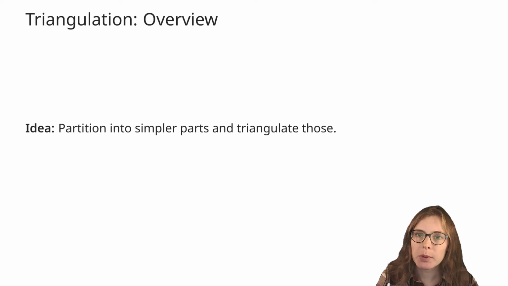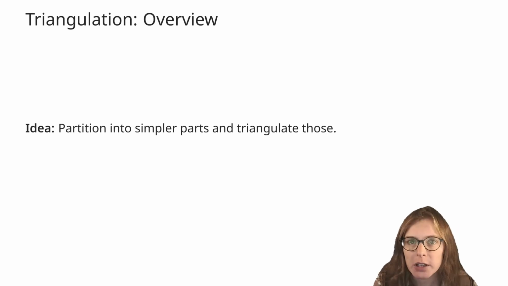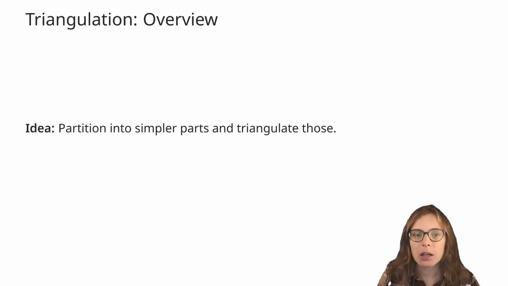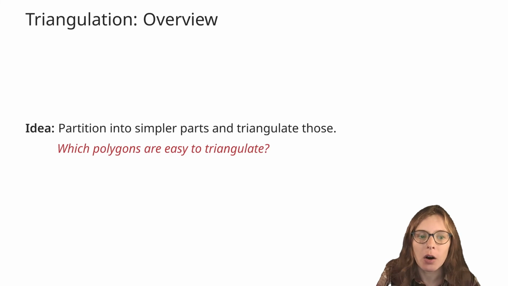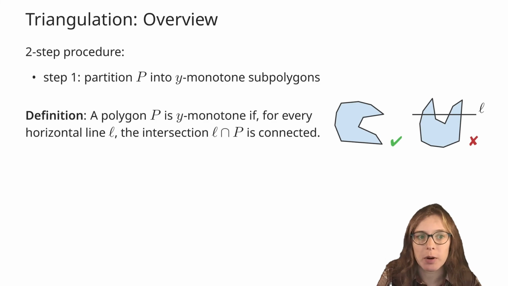We're going to build a faster triangulation algorithm using the following idea. We're going to partition the input polygon into simpler parts, and we're going to triangulate those parts individually. So what should these parts be? What polygons are easy to triangulate? We are going to use y-monotone polygons.